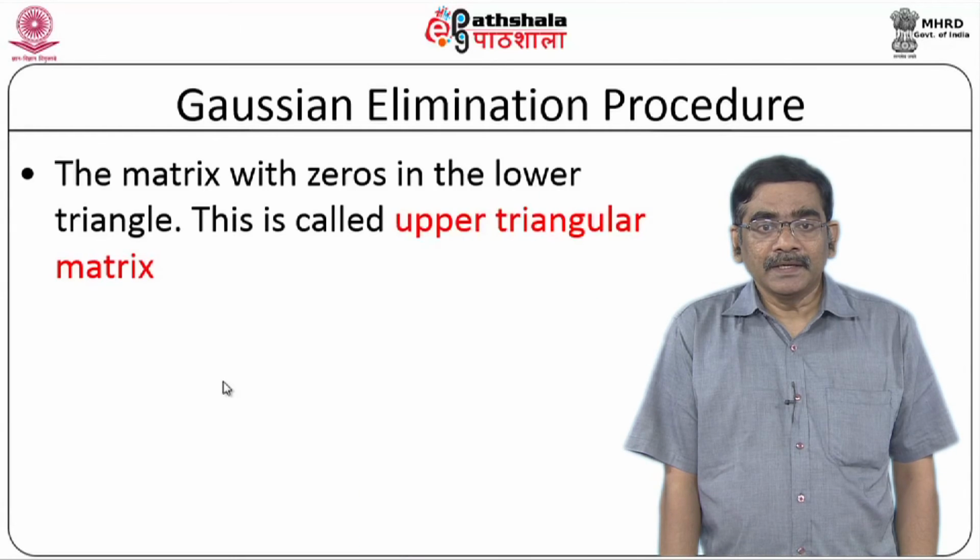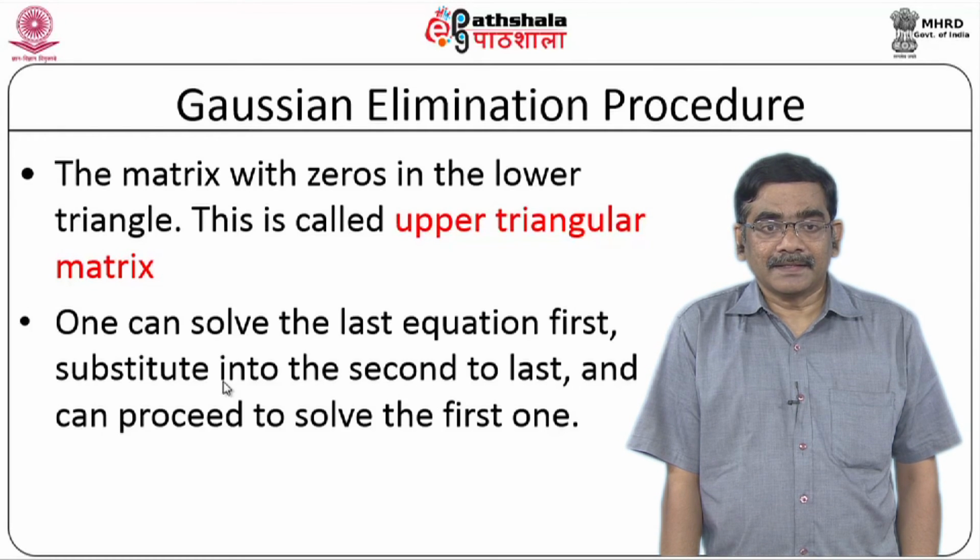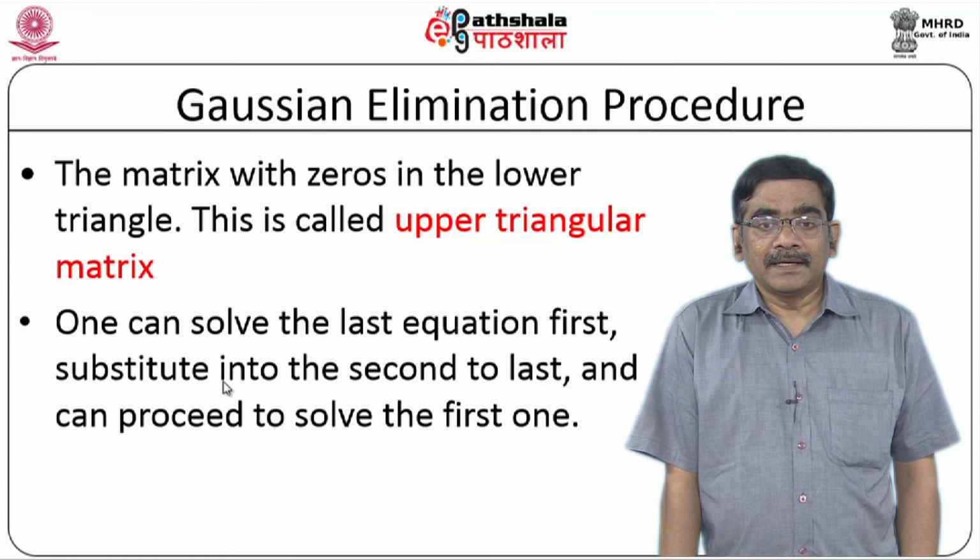So, what is the procedure? The procedure is going to be very simple. We are interested in finding the upper triangular matrix, which is the matrix where we have zeros in the lower triangle. Once we have this, we solve the last equation and substitute that value into the equation that comes before it, and the process is continued till the first equation is solved.